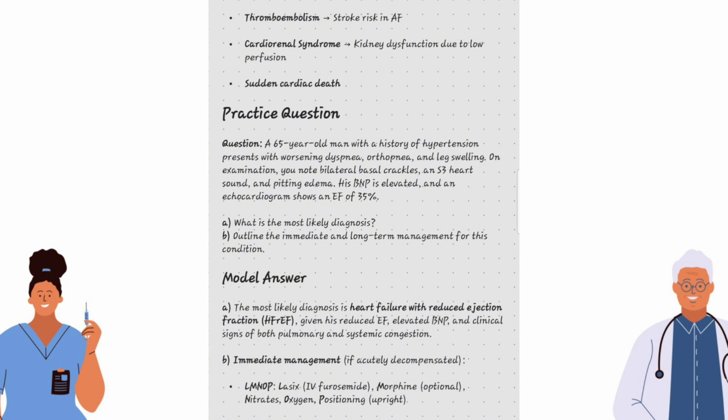Now imagine a patient comes in with a question whereby a 65-year-old man with a history of hypertension presents with dyspnea, orthopnea, and leg swelling. Now on examination, you see crackles, you see an S3 heart sound, and you see pitting edema. The BNP is high in this case. Ejection fraction is 35%. What is your diagnosis? Ensure that you drop your answer. Do not look at it here.